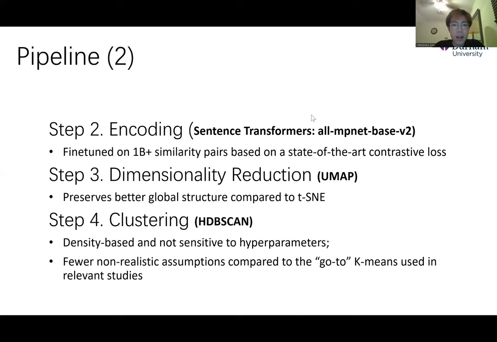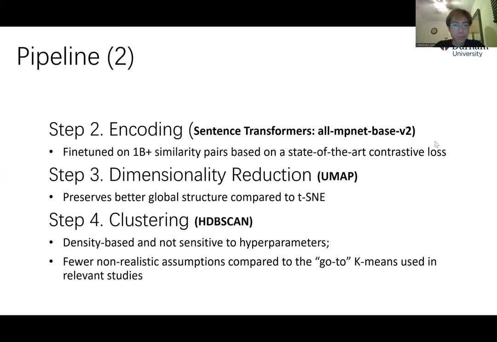doesn't really accurately reflect their semantic position in a semantic space because of the absence of this training objective in the training process. And what sentence transformers do is take these pre-trained language models and fine-tune on similarity pairs, so that the model learns to position the language into the semantic space accurately. And the one we're using here is called MPNet base version 2, which is based on MPNet as a backbone and fine-tuned on over 1 billion similarity pairs based on a state-of-the-art contrastive loss, which puts texts that are similar closer together, while negative samples are pushed further apart in the semantic space.